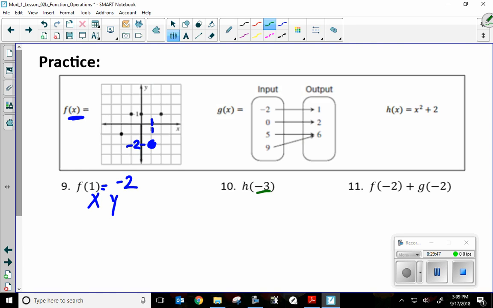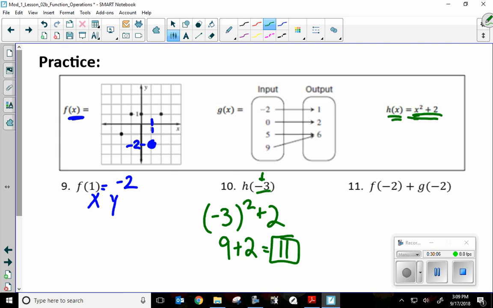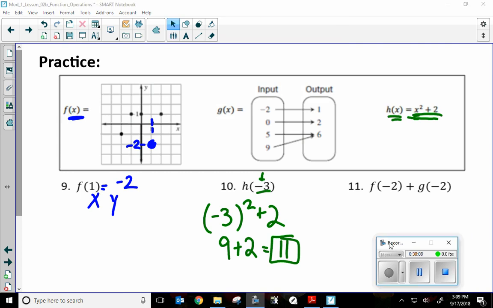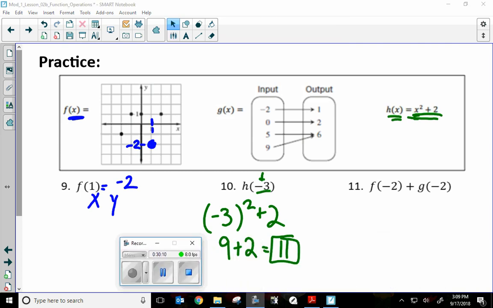h of -3. Here's my h. I'm going to input. So that's x squared plus 2. Where did I get that? Right from there. What value am I inputting? Negative 3. 9 plus 2 is 11. Bam.